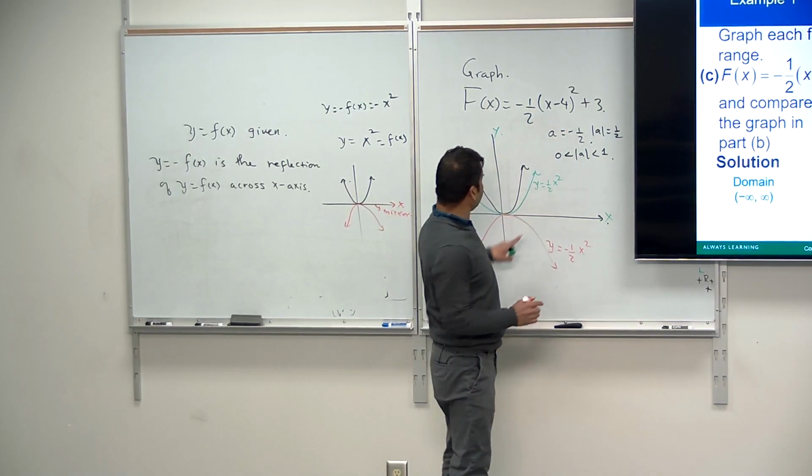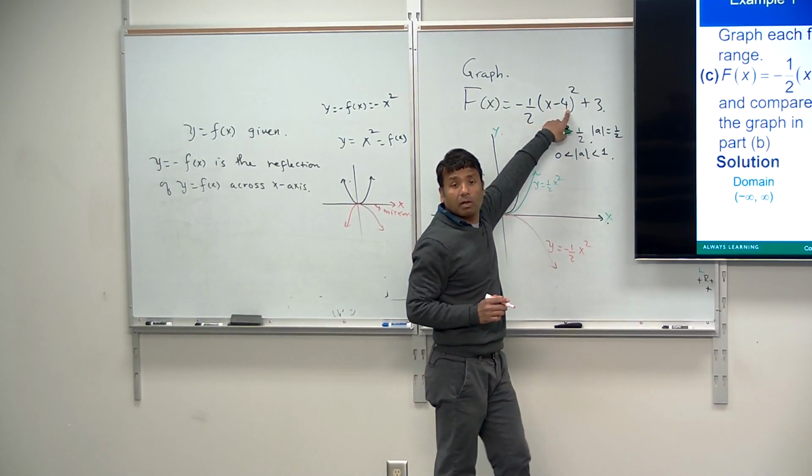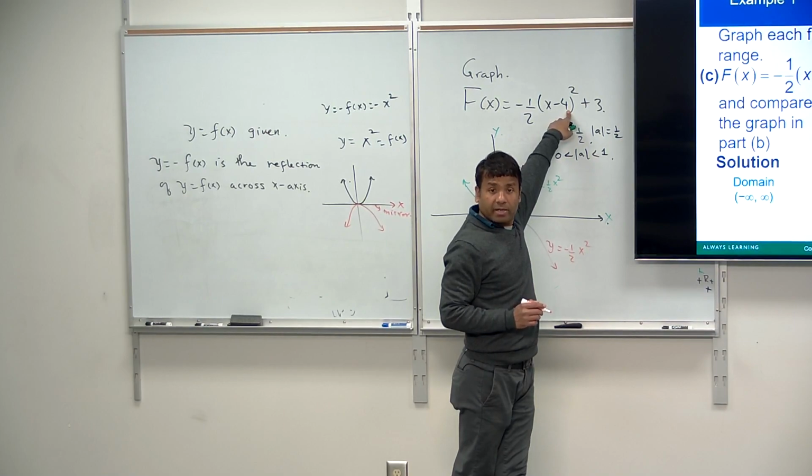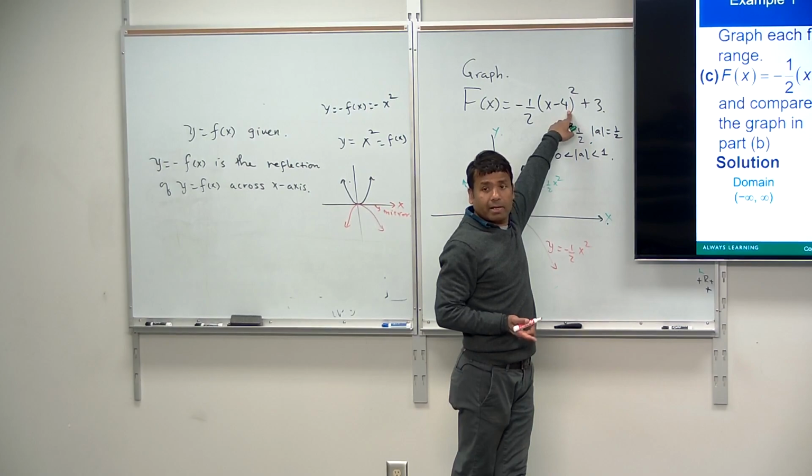And then look here. You shift this graph, the red one, how many units? 4 units. In which direction? Left or right?